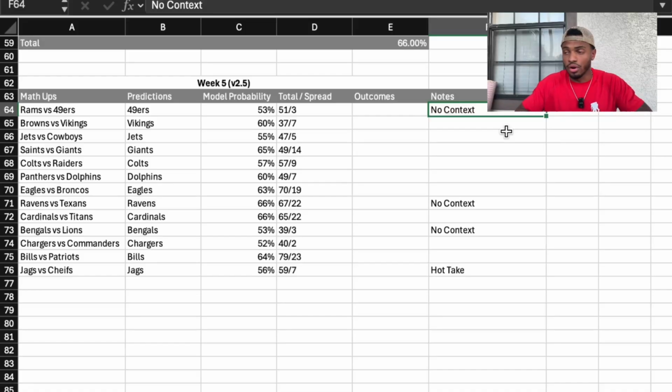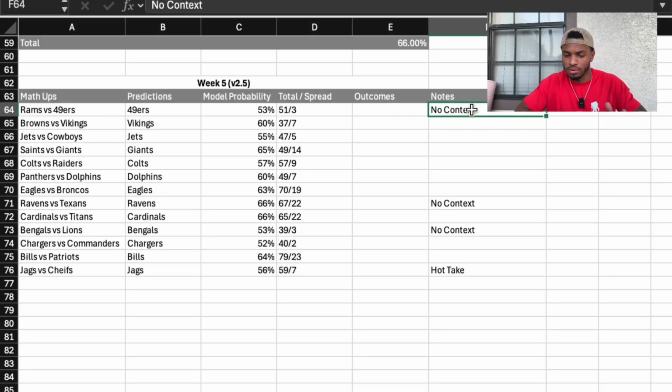Every time you open your phone, you go on a website, you listen to the sports shows, you see somebody got injured, you're gaining information on a continuum. This model only has fixed information, what I feed it, so it doesn't know the full context of the situation. And that's why I wrote these notes for these few predictions. The Rams versus the 49ers.